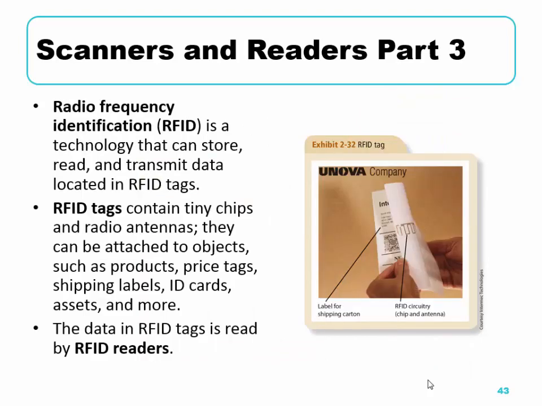Radio frequency identification is a technology that can store, read, and transmit data located in RFID tags. And these tags contain tiny chips and radio antennas that can be attached to objects such as products, price tags, shipping labels, ID cards, and more. The data in the tags is read by the RFID readers.